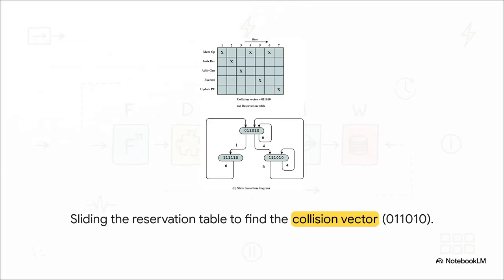Now, to actually find that vector, we use a reservation table. Think of the x's as our occupied functional units over time. By literally sliding a copy of the table to the right over itself, we can visually spot when those x's overlap. If they overlap at, say, a 2-cycle or 4-cycle shift, we know for a fact that waiting 2 or 4 cycles will cause a crash. And just like that, we've got our binary collision vector.